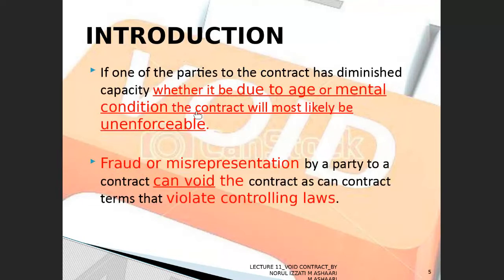If one of the parties to the contract has diminished capacity, maybe by referring to the age of minority, which means they don't have the legal capacity, or maybe has a mental disorder or mental condition issue, the contract will most likely be unenforceable. Now, looking at the relationship with what we have learned before, fraud or misrepresentation by any of the parties can void the contract, as the contract can violate the controlling law. So this is basically the introductory to reflect the implications between all the issues.